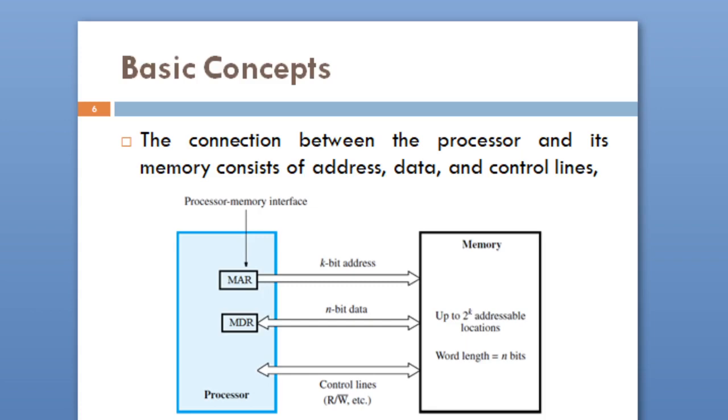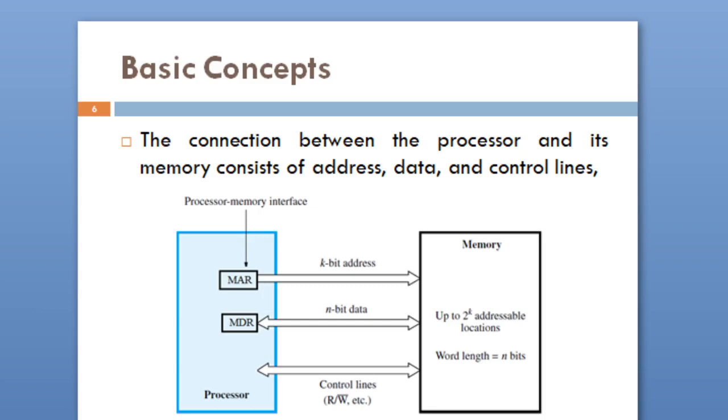Here the K-bit address indicates that the memory system is able to generate up to 2 to the power K addressable locations, and the word length is n bits. If MAR is K bits long and MDR is n bits long, then the memory unit may contain up to 2 to the power K addressable locations. During a memory cycle, n bits of data are transferred between the memory and the processor. This transfer also includes the control signals, lines like read or write and memory function completed, for coordinating the data transfer.